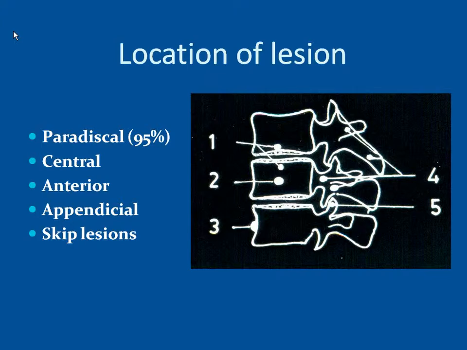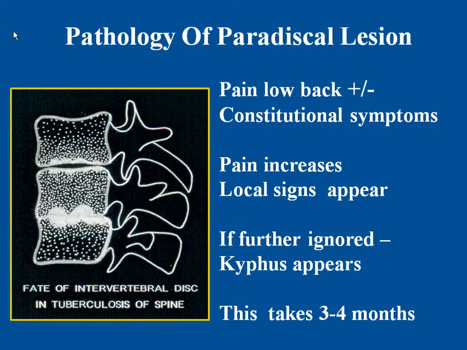That is the most common area for lodgement of the bacteria, 95% of them. But there are some which do happen in central type of tuberculosis, in the body of vertebra, or on anterior, or in appendiceal variety, which is relatively rare, and you could have skip lesions.